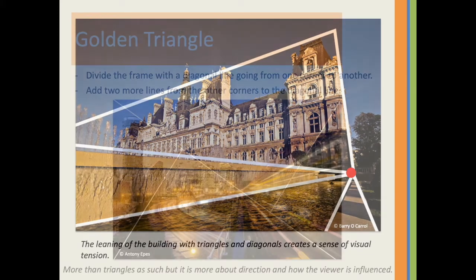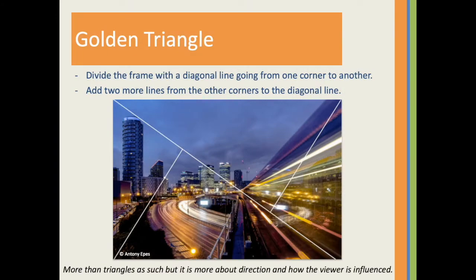Let's move on to something trickier than our dynamic triangles, which is the golden triangle. That's very much like the rule of thirds, but instead of a grid of rectangles, we have triangles. So we divide the frame with a diagonal line coming from one corner to the other. And then we add two more lines from the other corners to the diagonal line. Okay? So that divides the frame into four triangles. This is what we call the golden triangle.